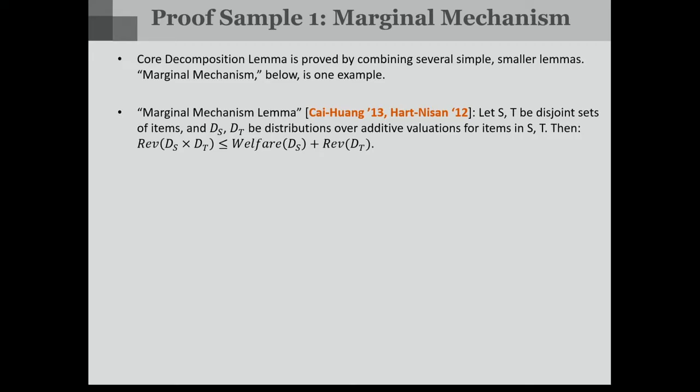I have a distribution over values for one and a distribution over values for the other, and they're both additive, then what's not necessarily true is that the revenue of selling all the items together is upper bounded by the revenue of selling them separately. But what is true is that the revenue of selling both together is upper bounded by the welfare of one set of items plus the revenue of the second set of items.